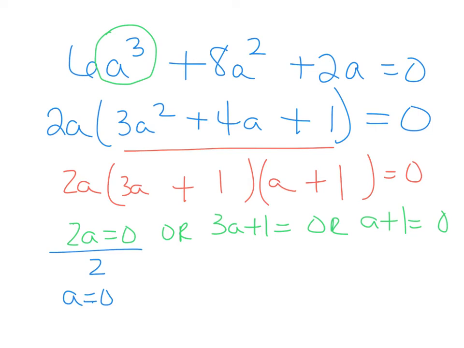A squared is 0, times 8 is 0. 2 times 0 is 0. It would have worked. Now let's solve this next one.